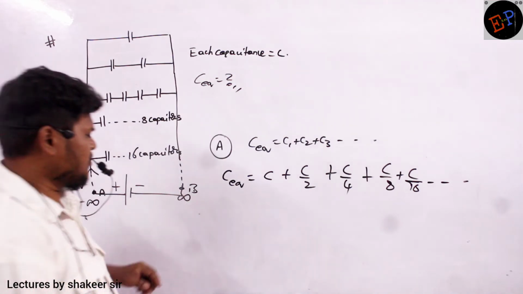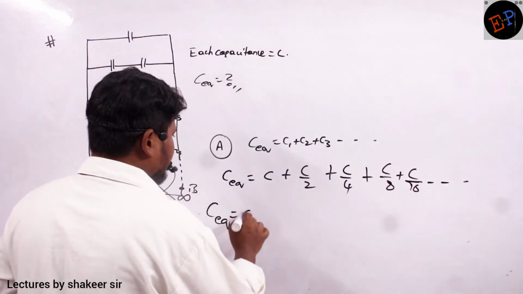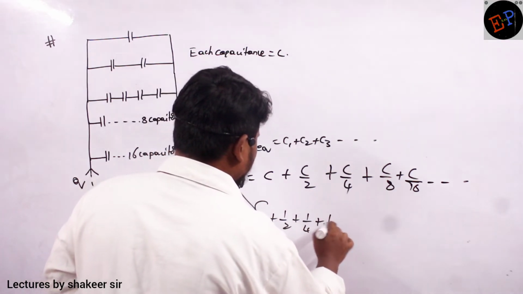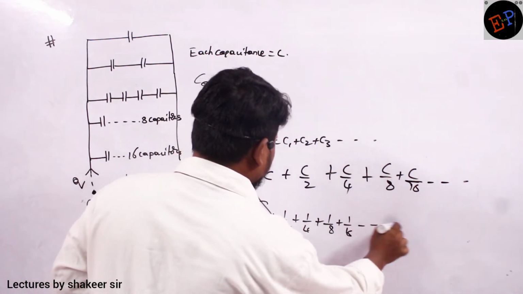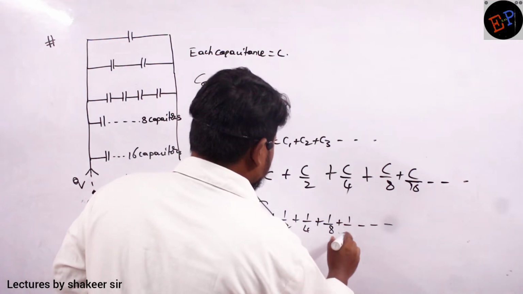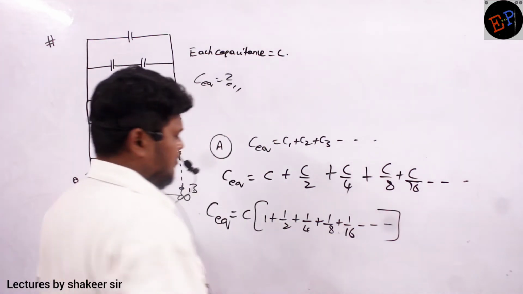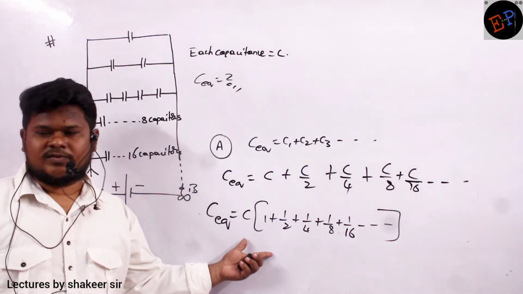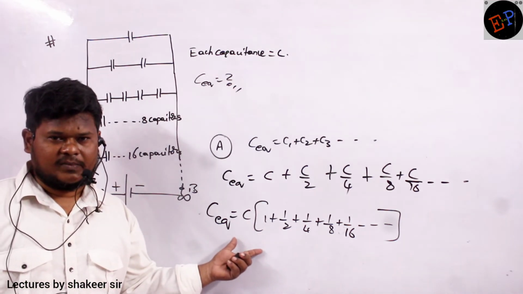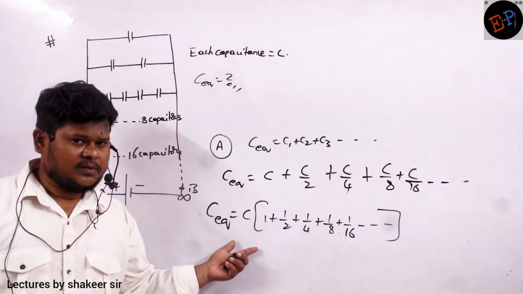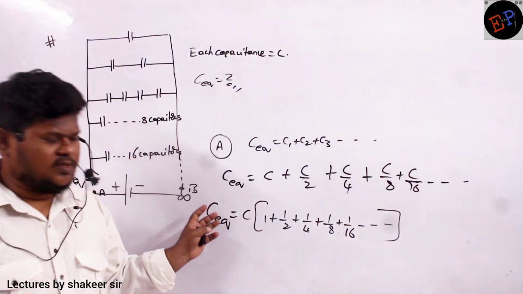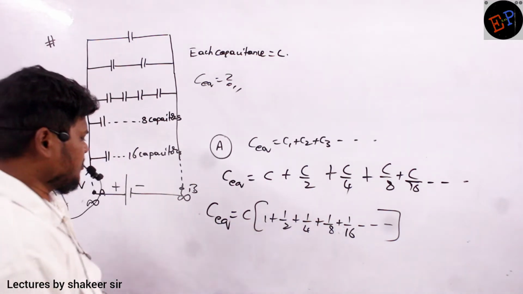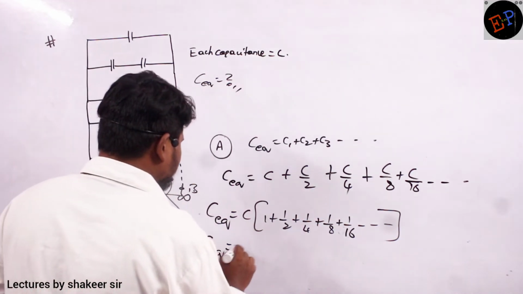Clear, no? So therefore, out of all of them, you can take a C common. If I take C common, then it is 1 by 2 plus 1 by 4 plus 1 by 8 plus 1 by 16, and it goes on like this. Clear, no? So if you look at the equation, what do you understand? If you look at this particular equation, what can you say? Mathematics students? So this is a geometric progression, no? This is what kind of progression? Geometric progression.